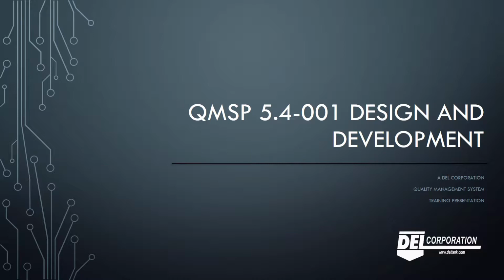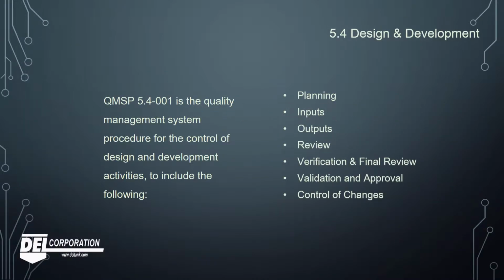QMSP 5.4-001 Design and Development, a Dell Corporation Quality Management System training presentation. QMSP 5.4-001 is the Quality Management System procedure for the control of design and development activities to include the following: planning, inputs, outputs, review, verification and final review, validation and approval, and control of changes.